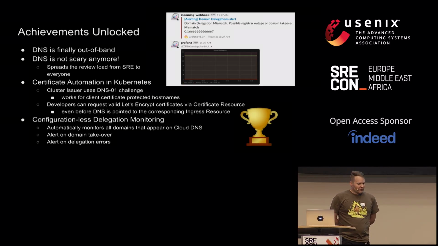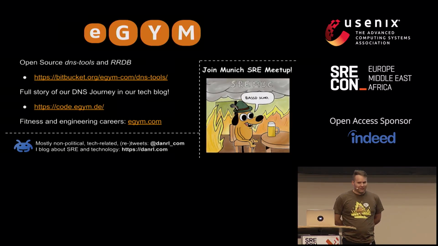And what we also gained is configuration-less delegation monitoring. So that means if someone tries to take over one of our many 200 domains, we immediately get a page. That does not happen too often. Our tools are open sourced. There's a very long article about all of that on our tech blog.